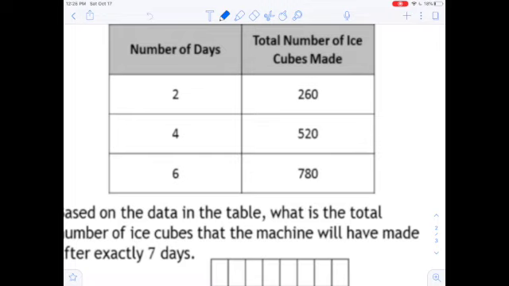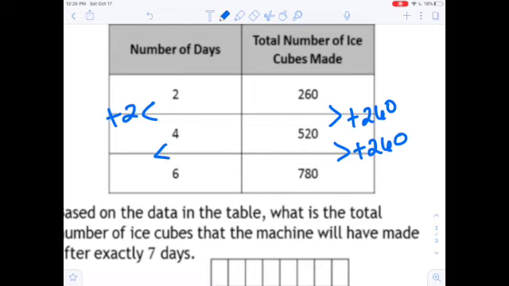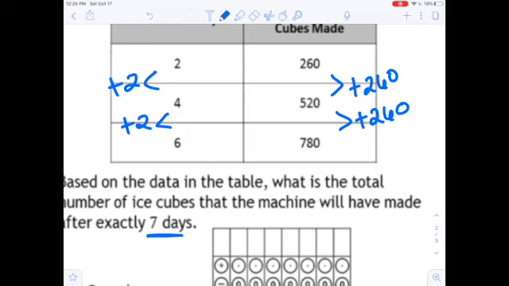we can do the exact same process. Let's go ahead and figure out the change in our y divided by the change in our x. So 260 to 520 is going to be adding 260. Going from 520 to 780 is still adding 260. Going over on the left side, 2 to 4 is +2, and then 4 to 6 is also +2. So same process, finding our attributes, there's our slope. Now it's wanting to know after exactly 7 days.